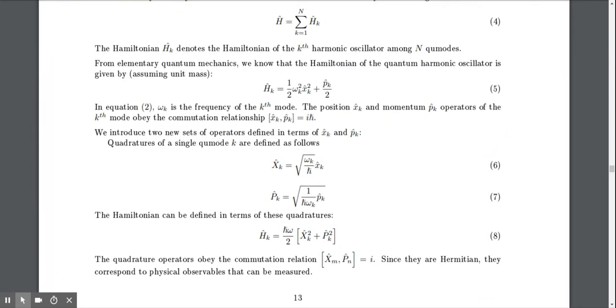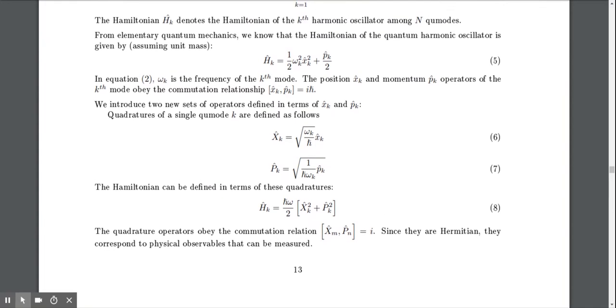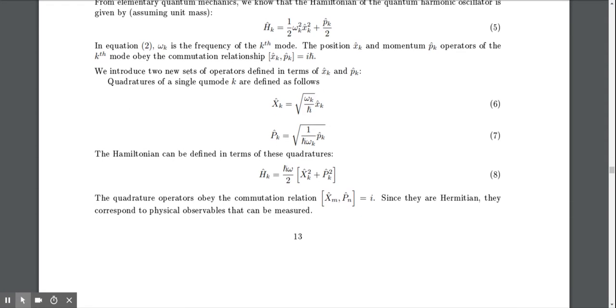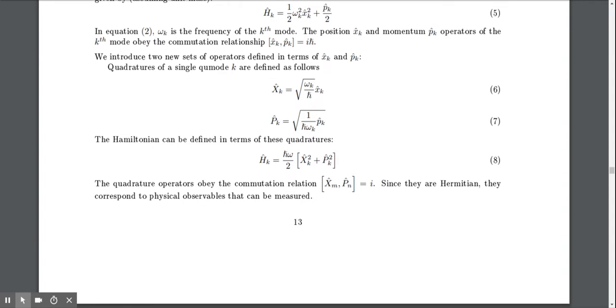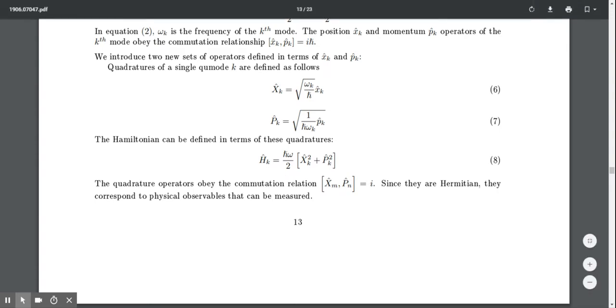Zoom in a little bit for you. So we introduced two new sets of operators defined in terms of x_k and p_k. Quadratures of a single Q mode k are defined as follows. Okay, so those are called quadratures. The position quadrature, the momentum quadrature, I assume. The Hamiltonian can be defined in terms of these quadratures. Okay, are they called quadratures because they are squared here, or what?